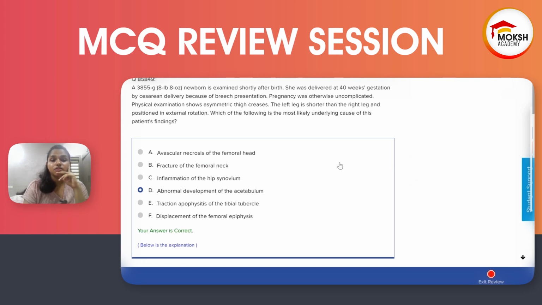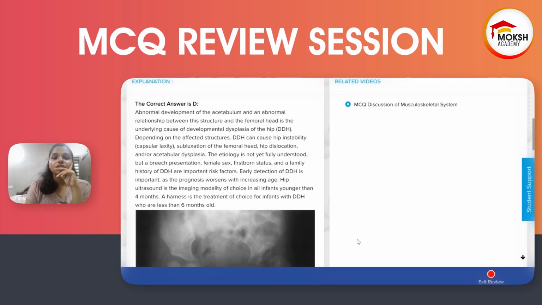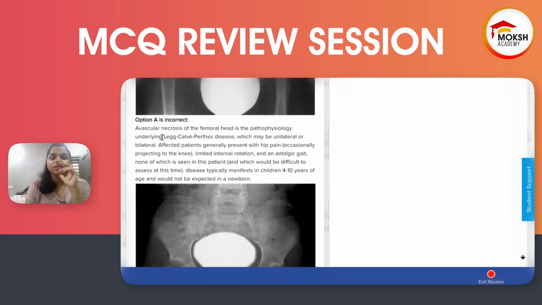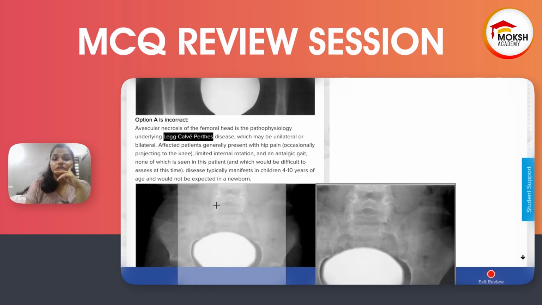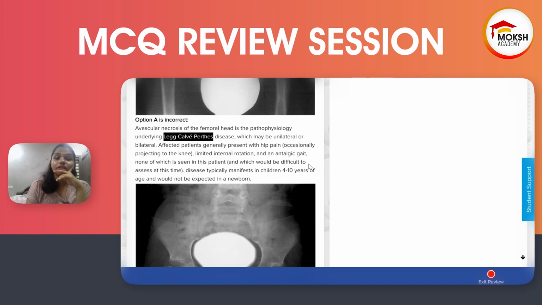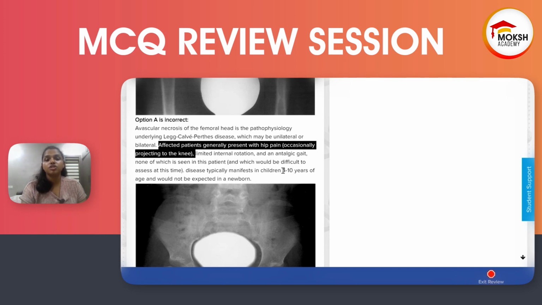First is avascular necrosis of the femoral head. There's a particular name for this syndrome. It's called Legg-Calvé-Perthes disease, where there is avascular necrosis of the femoral head. They usually present with thigh pain, and the normal age of presentation is 4 to 10. Here, since we're talking about a newborn, pain and these movements are difficult to assess, so we would go for developmental dysplasia. Hip pain which occasionally radiates to the knee is very characteristic in a 4 to 10-year-old child.